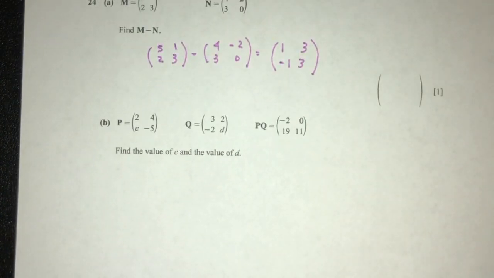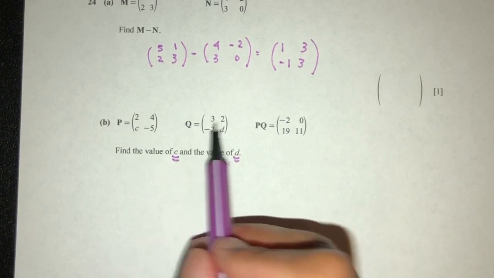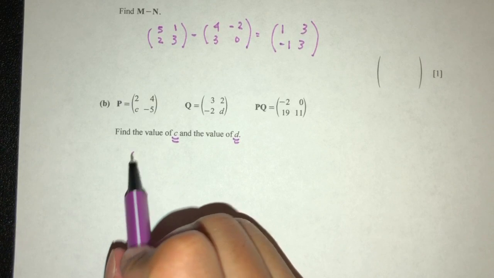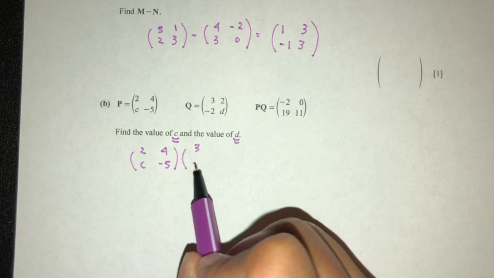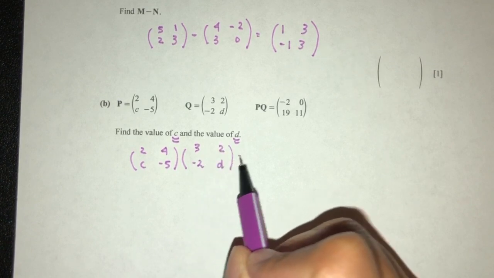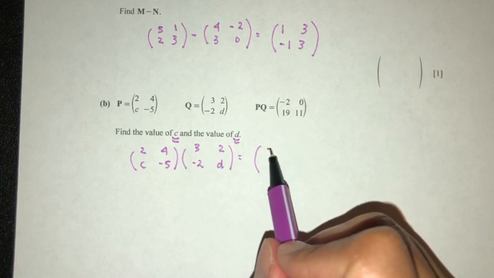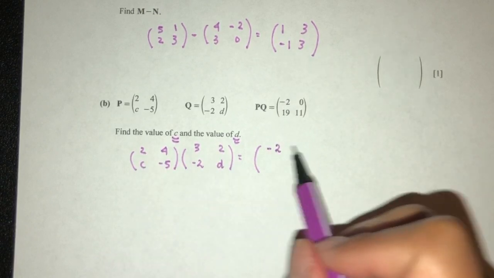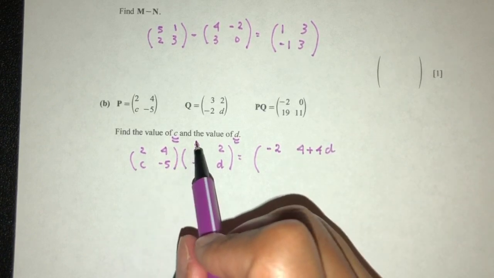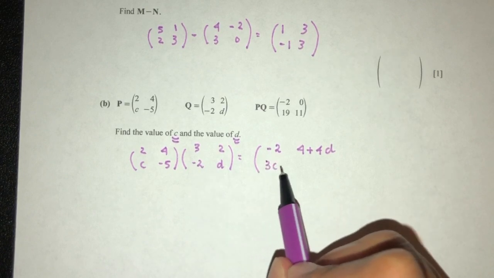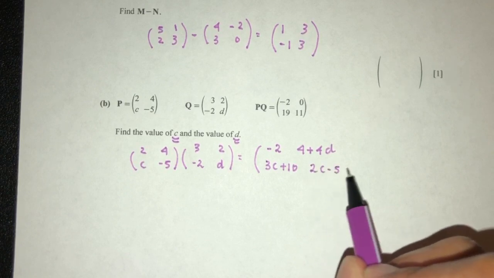Now for part B, find the value of C and the value of D. So let's see. So we have this, this, and this. So let's find out. So P is this one times Q. What do we get? So of course it is rows by columns. So 2. So we have this. So this is minus 2 given to you already. So rows by columns, that will be 4 plus 4D. So rows by column, that should be 3C plus 10. Rows by column, that should be 2C minus 5D.